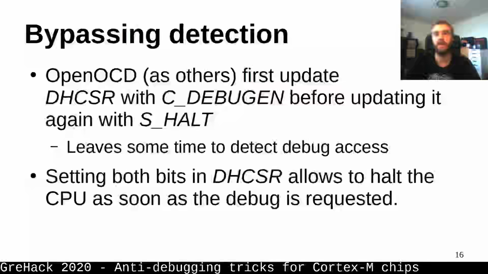There is a catch with those detection techniques. If the debugger is stepping through the code, it can see the detection and change its value accordingly. Fortunately for us, OpenOCD first starts by enabling the debug on DHCSR, and then in a second time, it will ask the CPU to halt. So we still have some time to make sure that the detection will be detected and handled. But there is a way to manually set both debug enable and ask the CPU for halt in the same write, thus bypassing this kind of detection.